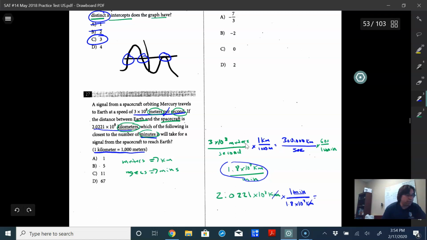Once we do that division, let's see what we end up getting on a calculator. We end up getting 11.23, which means the best answer choice here would be C for that reason.